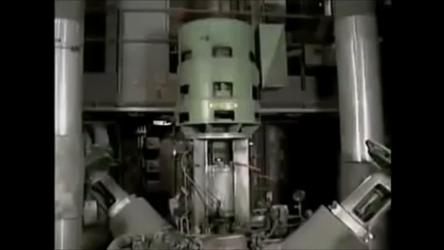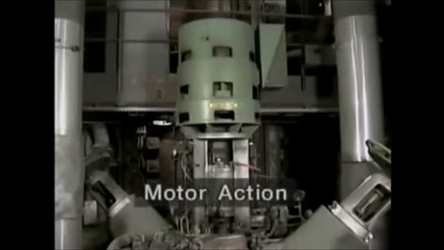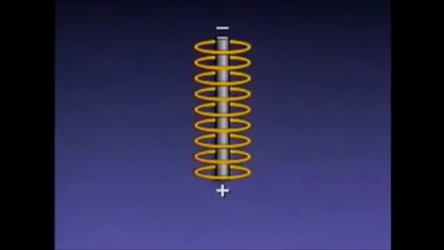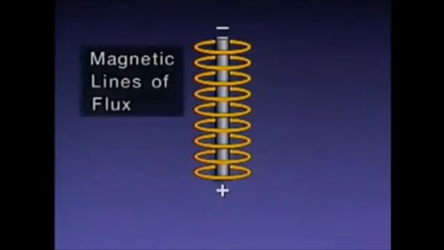In fact, the movement of an object, such as the rotating part of a motor, as a result of the interaction between magnetic fields, is called motor action. To understand how electric motors operate, it's helpful to start with a simple example of how a magnetic field can be created. This illustration represents a section of wire with current flowing through it from negative to positive. The flow of current through the wire produces a magnetic field around the wire. The magnetic field consists of a series of lines known as magnetic lines of flux.